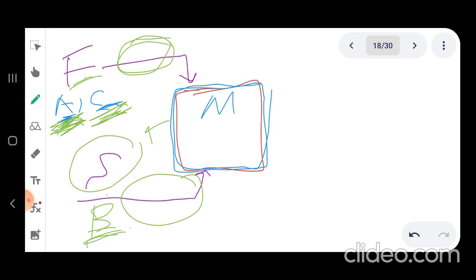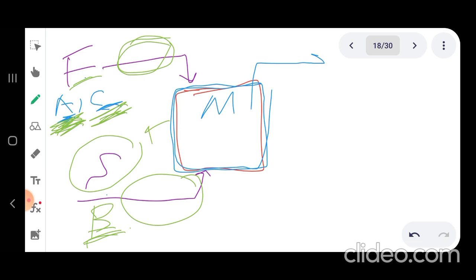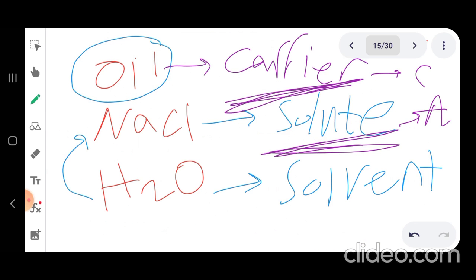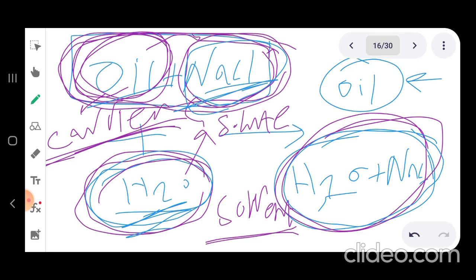And then after some time, you will get two outlet streams. Again, if we go back to the example of oil, NaCl, and H2O, H2O will attract the NaCl, so you will get H2O and NaCl, and mainly oil alone. In other words, the solvent attracts the solute, and then you're left with the carrier.